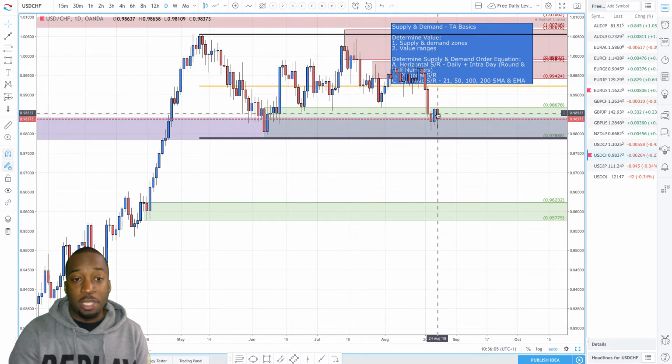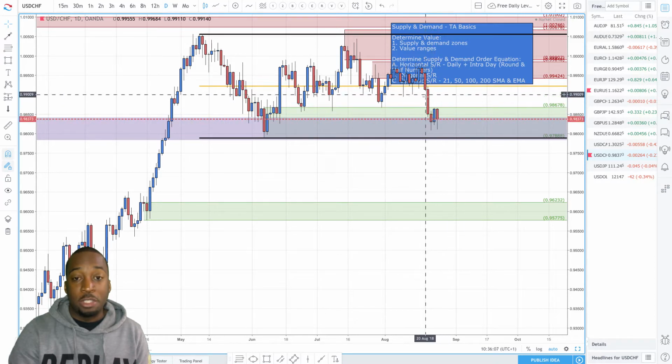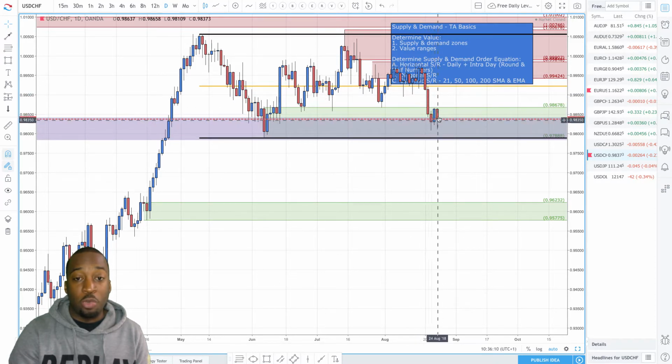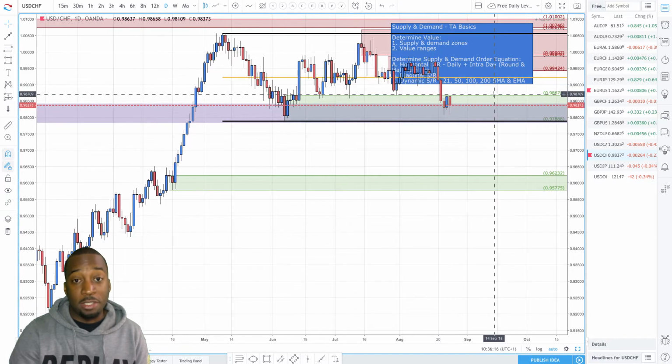a buy trade and obviously an imbalance in supply and demand, because we've got to think about who is going to be selling at this level here. It's going to be more buyers. It should be more buyers than sellers.